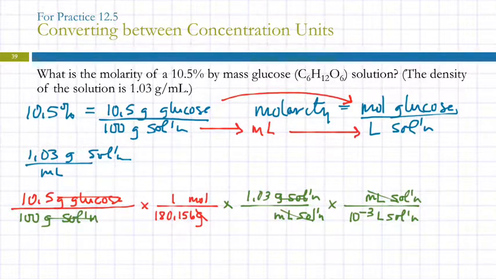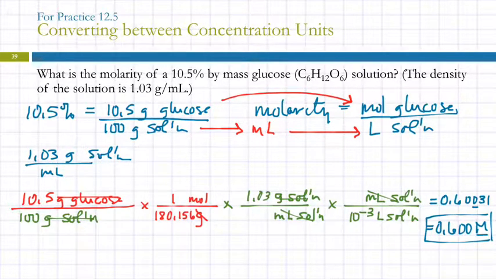Okay, 0.6. We got 3 sig figs going on there. This percent, 10.5 grams per 100 grams, that 100 is exact. So it's the 10.5, 3 sig figs there, 3 here. So 0.600 moles per liter. That's the molarity of that sugar solution. Any questions?